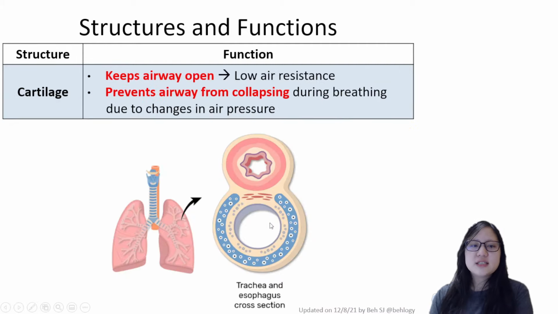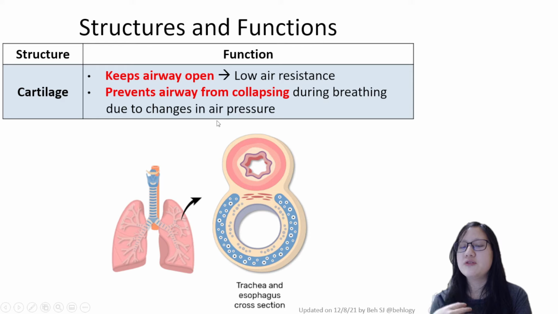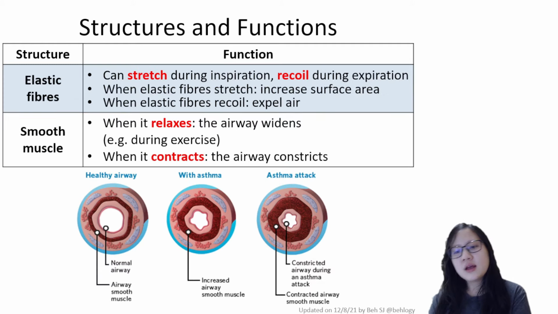Now, what about the rest? Right, so the cartilage, which is our next layer, keeps the airway open. Hyaline cartilage is really like a soft bone. It has some flexibility, but it also has a lot of structural support. And you have many rings going down. It prevents the airway from collapsing during breathing because there are so many changes in air pressure as you breathe in and out. Also, it allows for low air resistance because it continuously keeps your airway open.